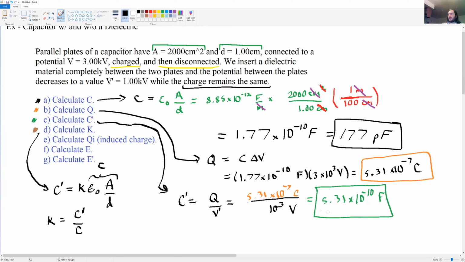And so what do we get for this? So we have 177 picofarads. We could convert C prime to picofarads. Could write it as 531 picofarads. And if you do 531 divided by 177, we already did that problem. It's right here. All we did was multiply by 3, right? And so our answer here for kappa is 3.